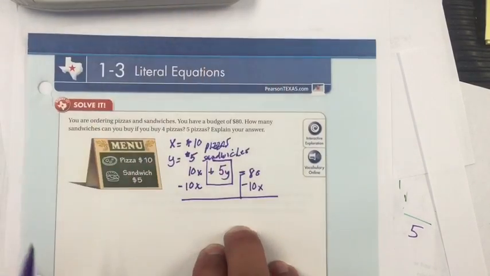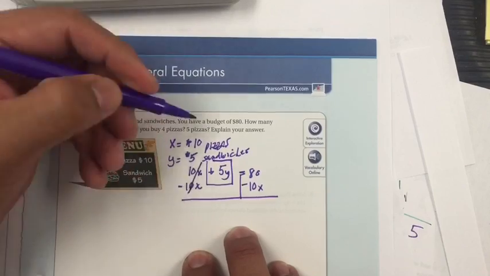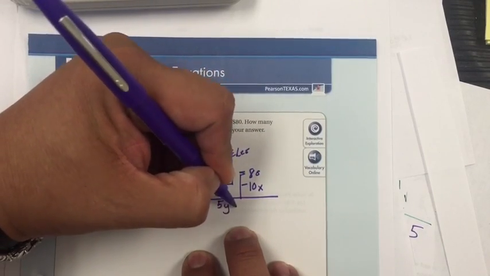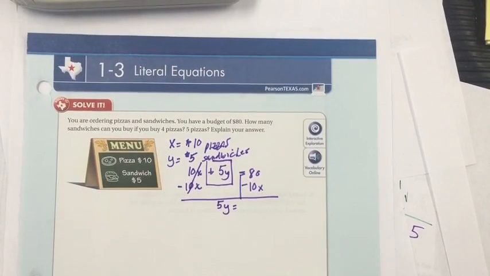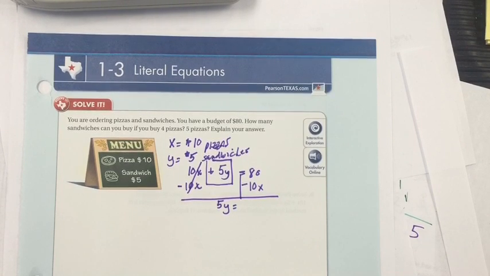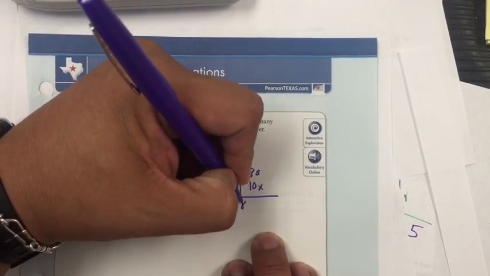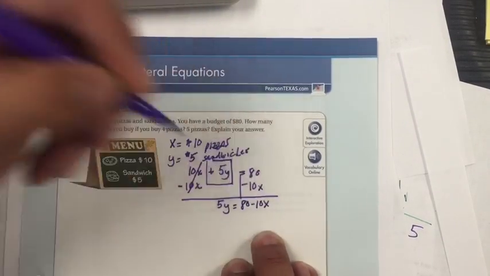Okay. So now my 10x's are going to cancel, and that leaves me with 5y equals what? What's 80 minus 10x? 78? Oh, is it? I think I heard somebody, it's just 80 minus 10x. I can't put those together. Those are not like terms. One has an x, one doesn't. So I'm going to bring both of these terms down. So I'm going to have 80 minus 10x.